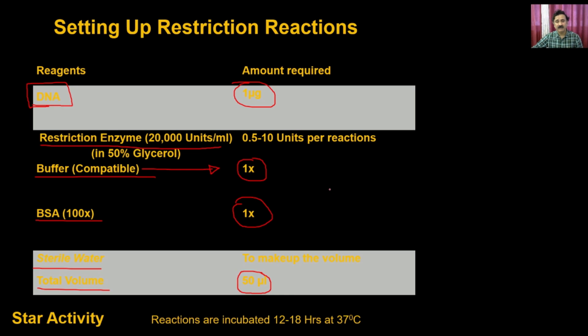And why should it be 50 microliter? Because restriction digestion is a hydrolysis reaction where you require a large quantity of hydrogen and hydroxyl groups. Then you incubate the reaction for 12 to 18 hours at 37 degrees Celsius, and that is going to cut your fragment and give you the sticky ends.